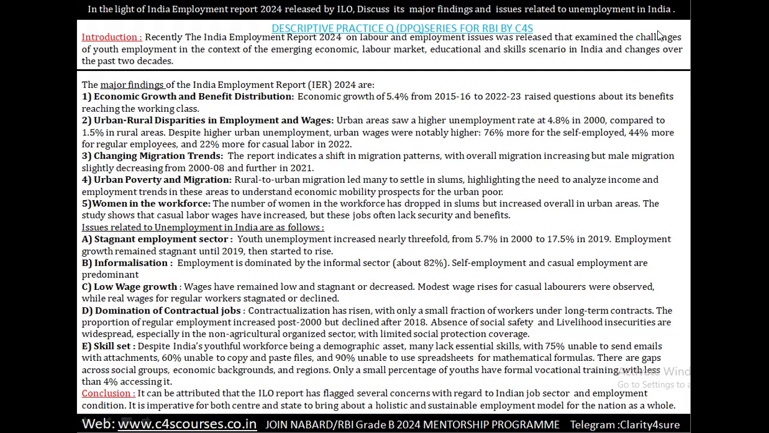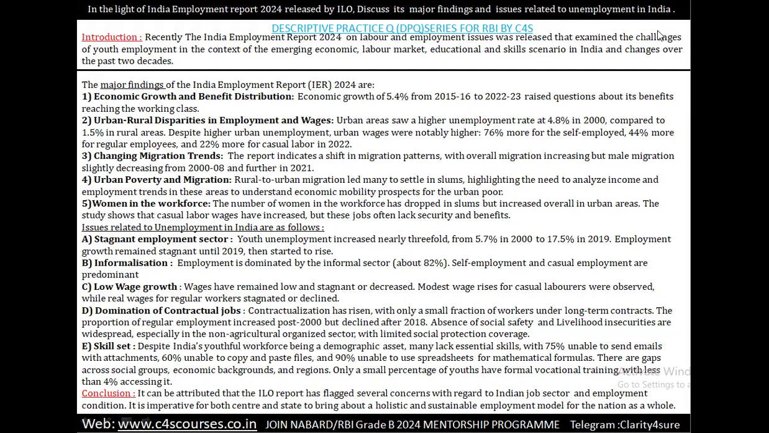Then it says that there are gaps across social groups, economic backgrounds and regions. That is, people are unable to access the education, skill sets or training that is important for becoming employable. Only a small percentage of youth have formal vocational training, with less than 4% actually accessing it. So there is a huge divide, a huge mismatch here. These are the points that you have to mention.